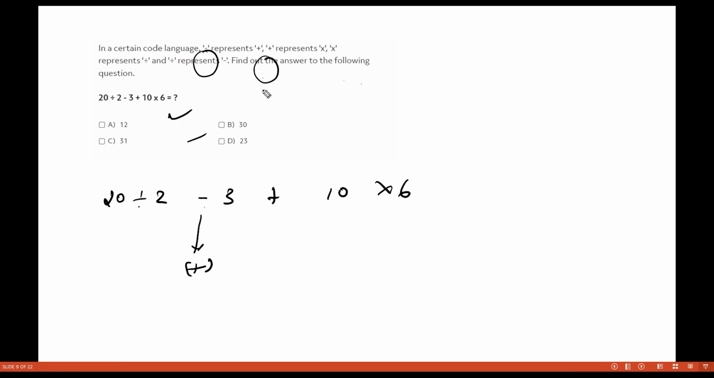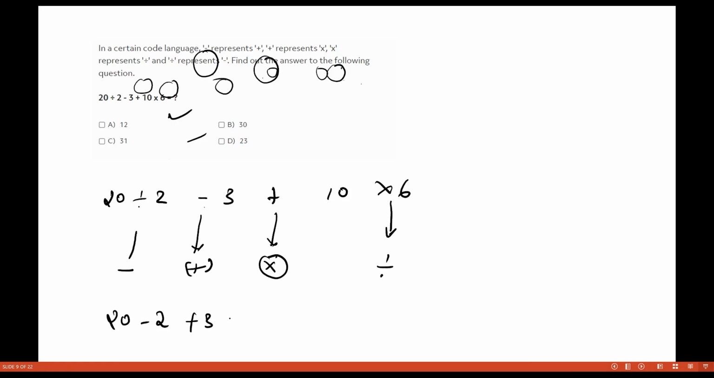Okay. Now it is saying plus represents multiplication. Plus is here, let's multiply here. Okay. Then it is saying multiplication becomes division. So multiplication means division. So here we are dividing, and division represents minus. So here we are subtracting. So what is this becoming? 20 minus 2 plus 3 multiplied by 10 divided by 6.